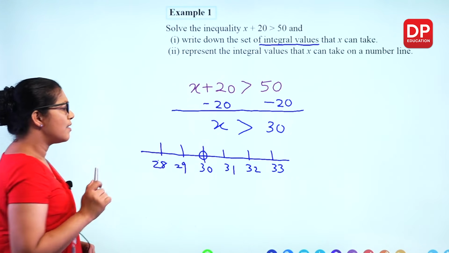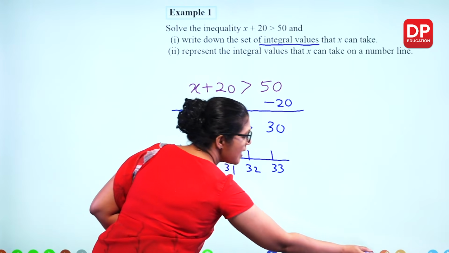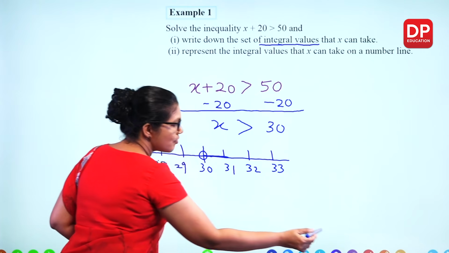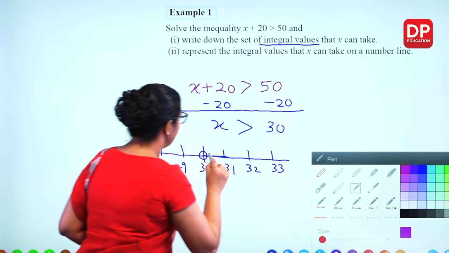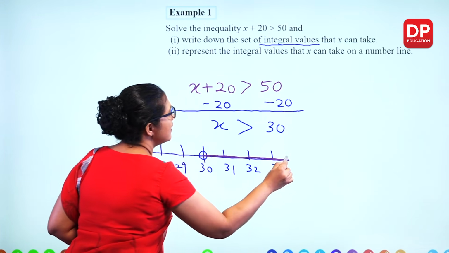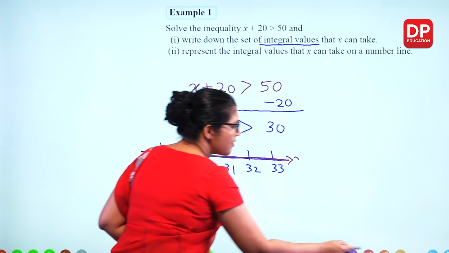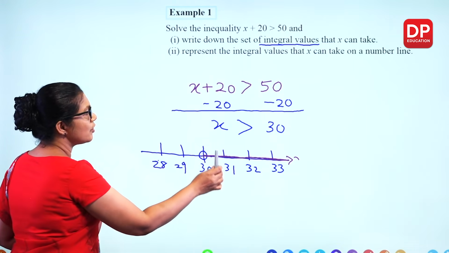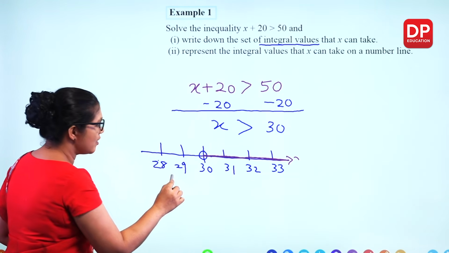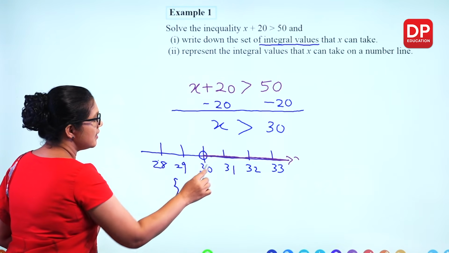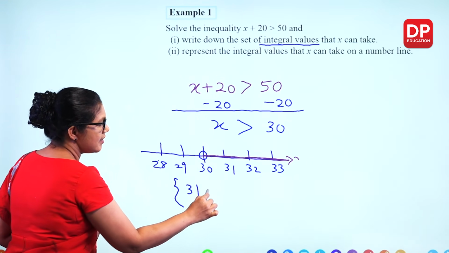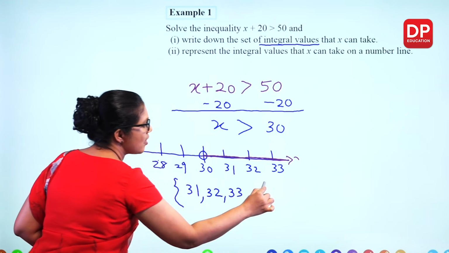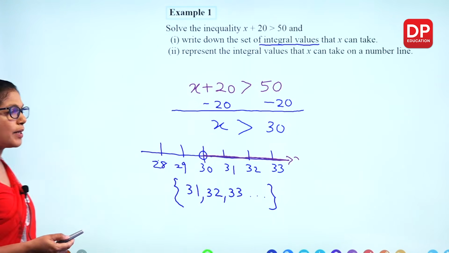and x is greater. Which side is greater? Greater side is towards the right side. So I can draw a line towards this side. Now what are the integral values that satisfy this? So greater means here 30 is not included. So I can write down 31, 32, 33, and I can put 3 dots representing that it's continuing.